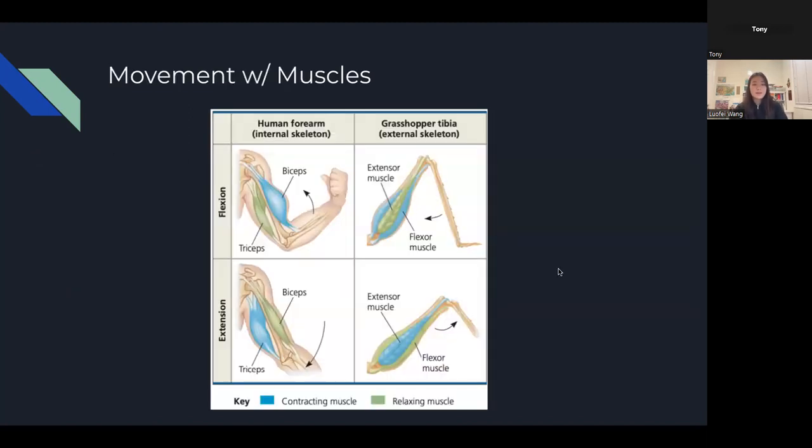Okay, and I have a couple of slides left. So muscles have flexion and extension muscles. Extension muscles will pull your limb longer, and the flexion muscle will pull the limb into a more contracted form.